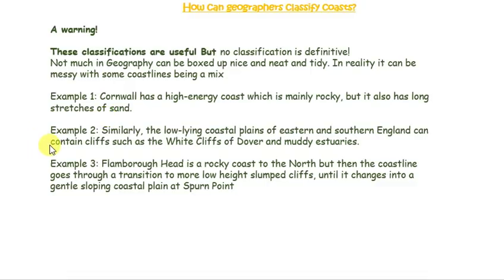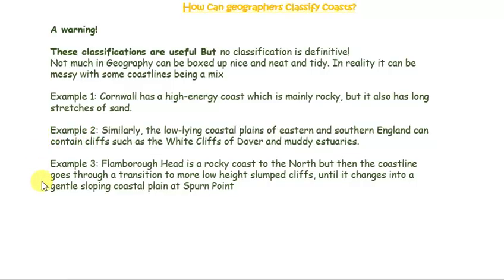Example two of where it can get a little bit messy is if you think of the southeast of the UK. It's low-lying, it's flat, you'd describe it as a coastal plain environment. The Thames flows into the North Sea, and that's an estuary, so it's under tidal influence. Very soft lithology, and then literally you go around the coast of Kent, and you've got the White Cliffs of Dover, which are really tall, and estuaries as well. So yeah, that's another example.